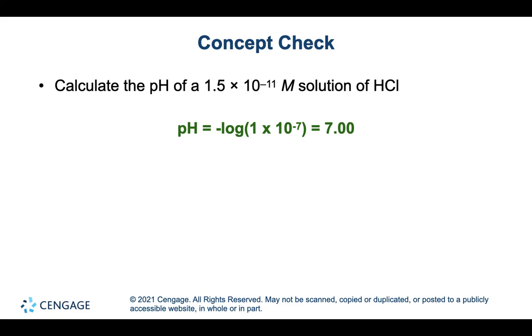It's the H plus from the water that determines the pH, not from the HCl, because the HCl is just too dilute, 10 to the minus 11.